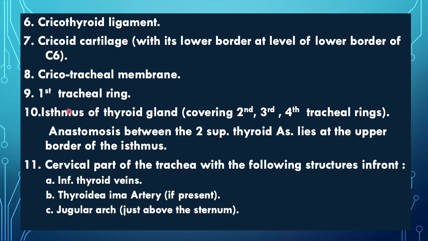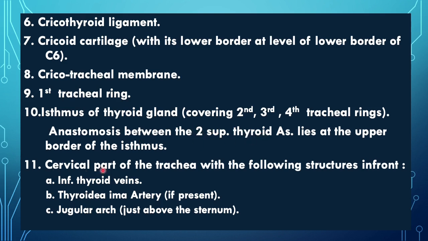The isthmus of the thyroid gland starts at the second to the fourth tracheal ring, so the first tracheal ring will be visible. Okay, in this region on the isthmus we will see an anastomosis between the superior thyroid arteries, on the upper part or superior border of the isthmus. We find the anastomosis between the two superior thyroid arteries.